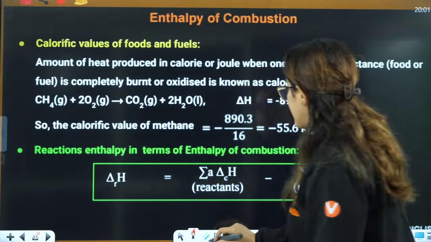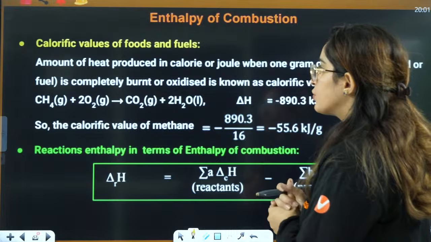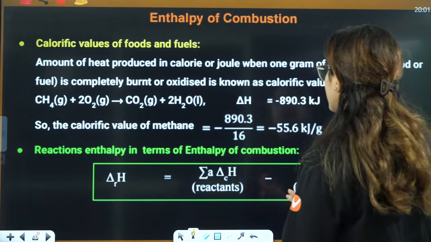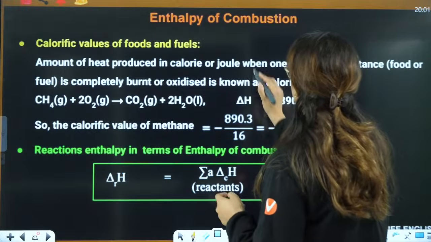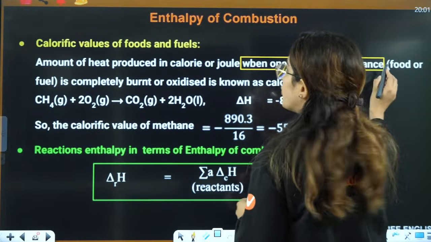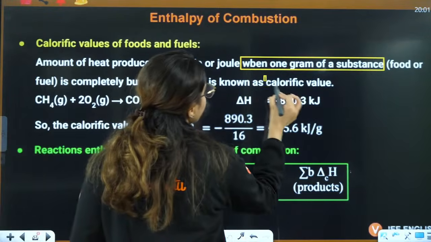Enthalpy of combustion, calorific value of foods and fuels: the amount of heat produced in calories or joules when 1 gram of a substance, food or fuel, is completely burned or oxidized, is known as calorific value.